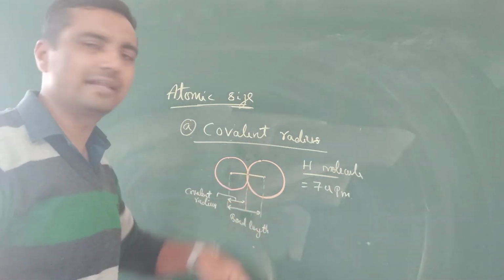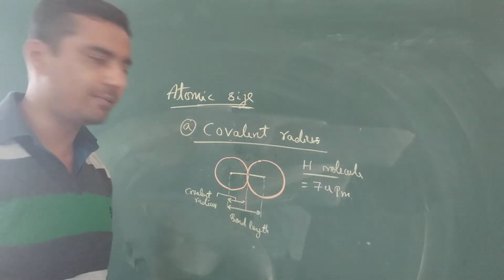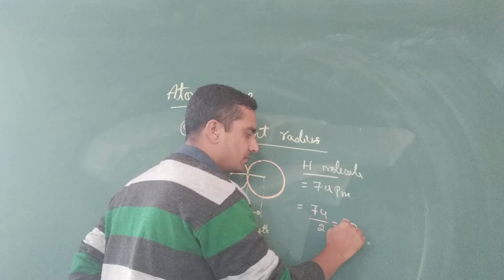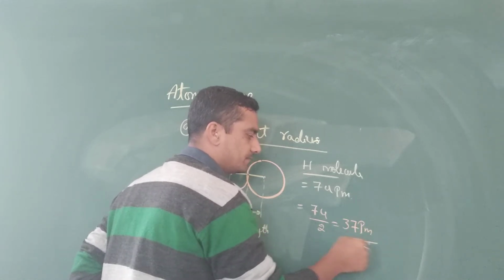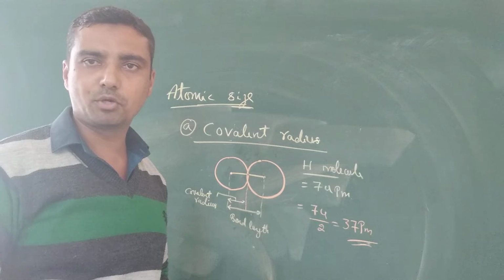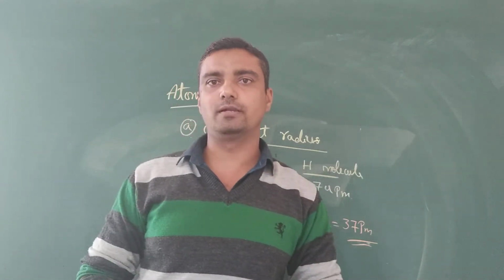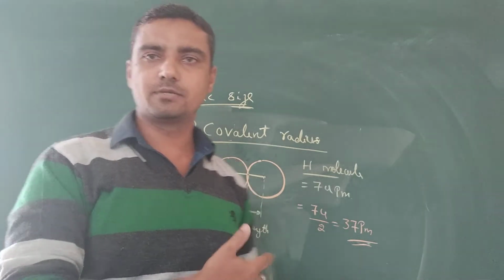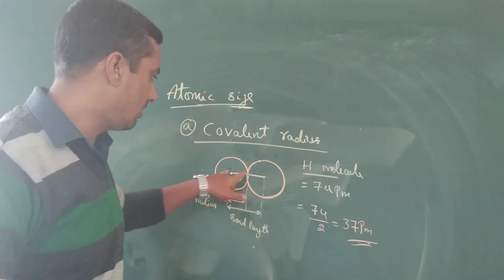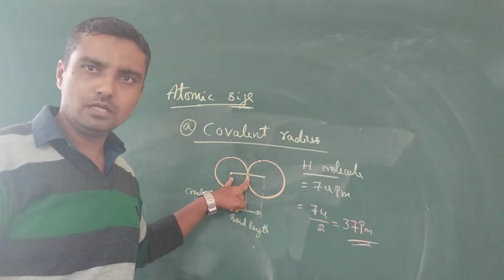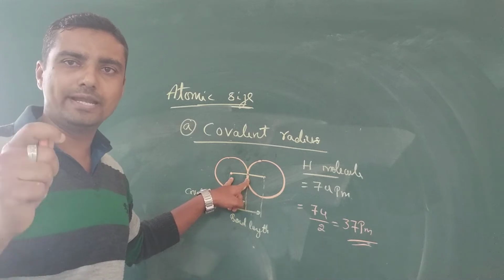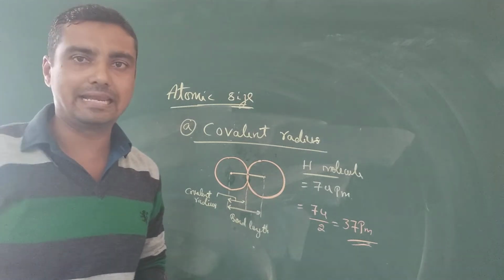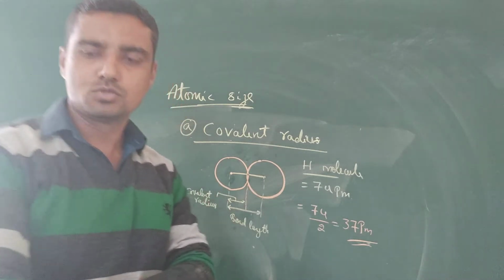I want to know the covalent radius now, so one half. We have to divide by 2, so it will become 74 divided by 2, that is 37 picometer. Pico is nothing but 10 to the power of minus 12, hence we call it the picometer. That is about the covalent radius. So one half of the distance between the two covalently bonded atoms in a molecule is called the covalent radius. Understood? We'll go for one more.